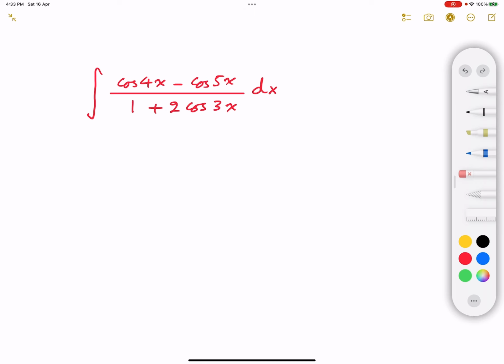In this video, I'm going to teach you how to solve this indefinite integral. We have the integral of cosine 4x minus cosine 5x divided by 1 plus twice cosine 3x dx. So how can we solve for this integral?